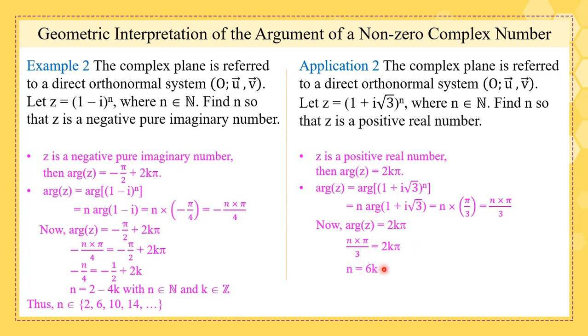Now when k is 0, n would be 0, which is accepted. When k is 1, n would be 6, it's also accepted. When k is 2, we get 12. When k is 3, we get 18. Whereas when k is negative 1, n would be negative 6, which is not accepted because n is a natural number. So the final answer is 0, 6, 12, 18, and so on.